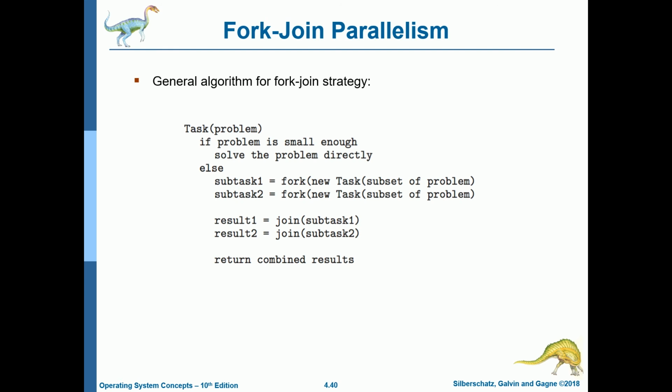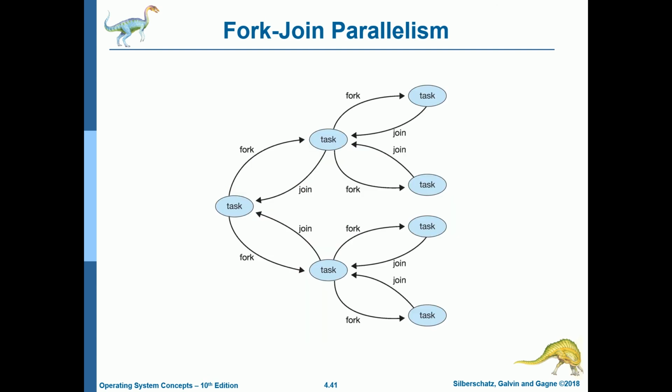So basically, if we were to look at this hypothetical task that we're going to fork and join in parallel, then it can be viewed as this, where basically it is recursively making forks that are then joining back to the original task.